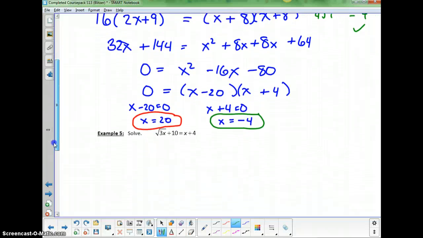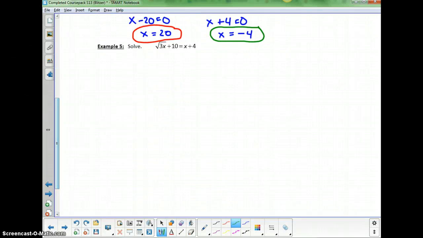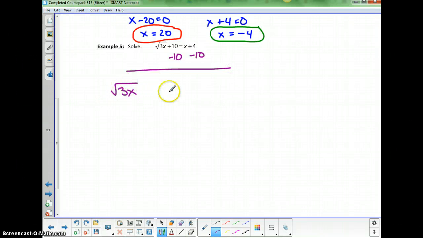All right, let's try another example, and let's see what we can get here. The square root that I'm starting with right here is not by itself, so I am not going to start by squaring both sides. What I'm going to do first is subtract this 10. I want to get that square root by itself before I square both sides. So we're going to start with the square root of 3x on one side, equals x minus 6 on the other side. Okay, now that I've gotten the square root by itself, now I'm going to start by squaring both sides.